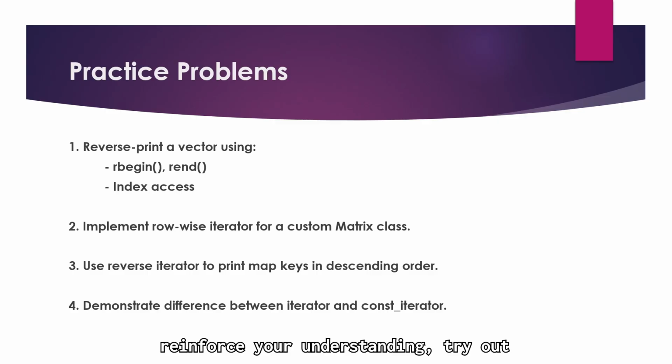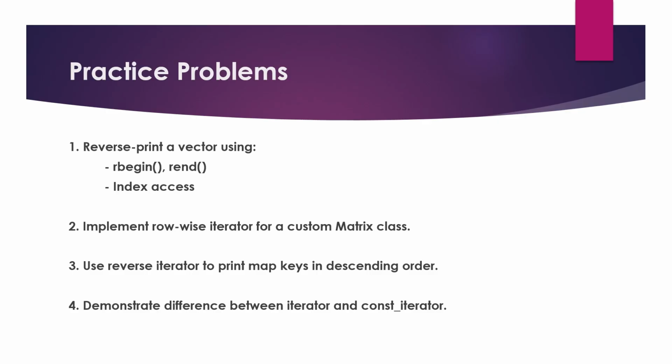To reinforce your understanding, try out these problems. Reverse print a vector using both for loops and reverse iterators. Create a matrix wrapper class and implement a custom row-wise iterator. Use reverse iterators with a map to print key-value pairs in descending key order. Compare regular versus constant iterator usage and performance. These exercises will help you apply today's concepts and build deeper familiarity with iterator mechanics.